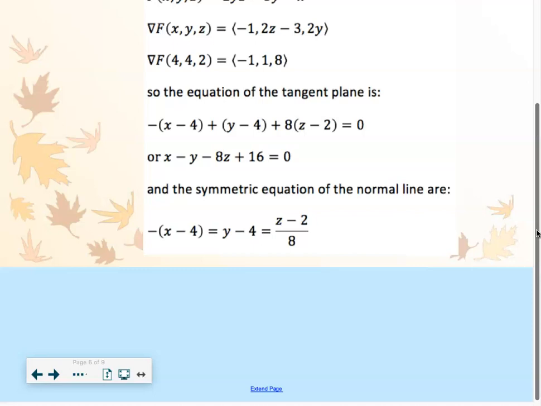Let's see. Yeah, that's this. No, wait, something happened. Did I mess up the sign? No. Okay. But you have negative x minus 4, so you've got to be careful. One of those is wrong.